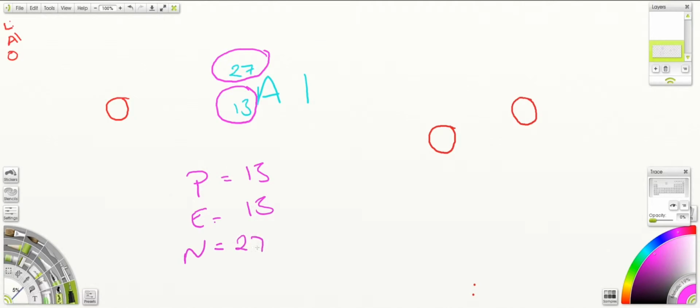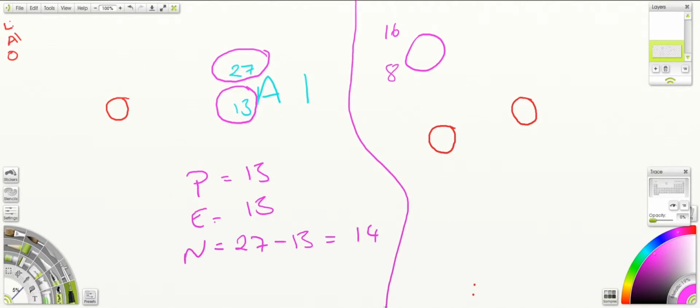To work out the number of neutrons, it's 27 take away 13, which is 14. So it's 14 neutrons. Now let's do oxygen. Oxygen has a top number of 16, a bottom number of 8. Here's your opportunity to pause, guys and girls, if you want to. So let's do the PEN number, the protons, electrons, and neutrons.